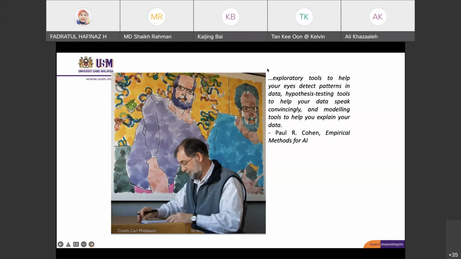This is Paul R. Cohen, the father of statistics. He wrote lots of books. In his book, Empirical Methods for Artificial Intelligence, Cohen states that exploratory tools help your eyes detect patterns in data. Hypothesis testing tools help your data speak convincingly, and modeling tools help you explain your data. So exploratory analysis, hypothesis testing and also modeling will help to explain your data convincingly, right?